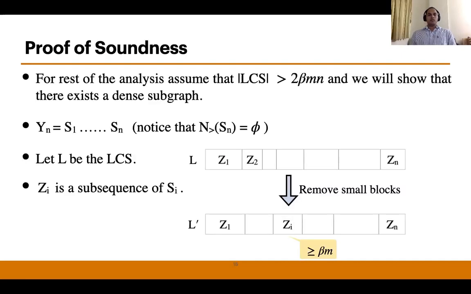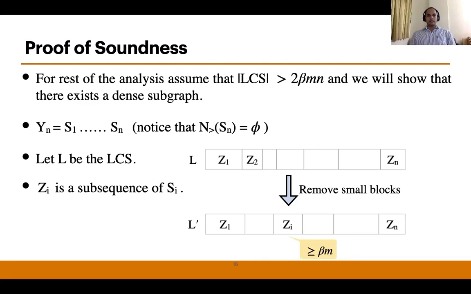Now let's talk about the proof of soundness. For the rest of the analysis, we assume that LCS has length greater than 2 beta mn, and we will show that there exists a dense subgraph. As you can see, this is the contrapositive of the statement in the previous slide. We know that the string yn is equal to S1 to Sn, because the vertex Vn has the highest index and there is no neighbor of vertex Vn with index greater than n.